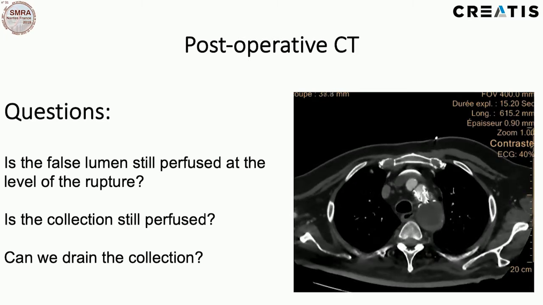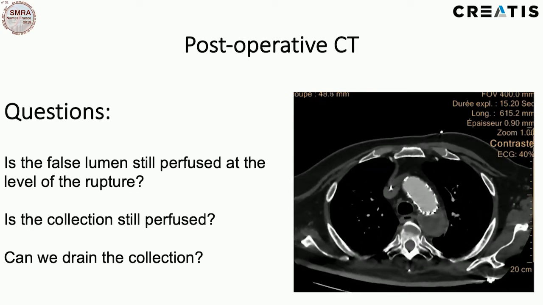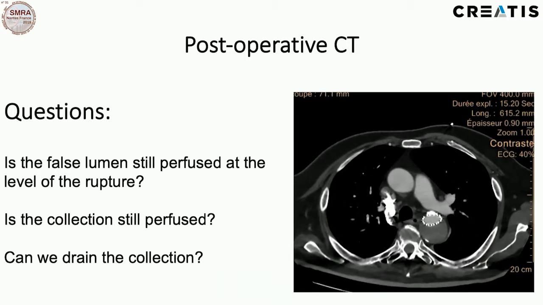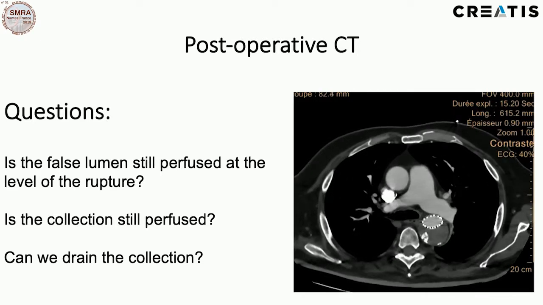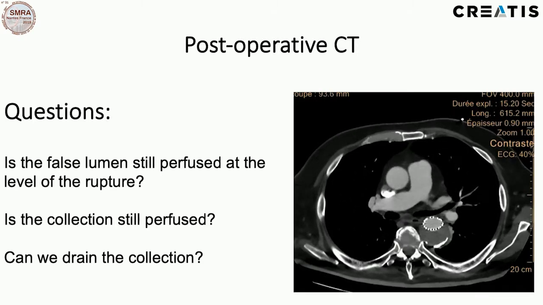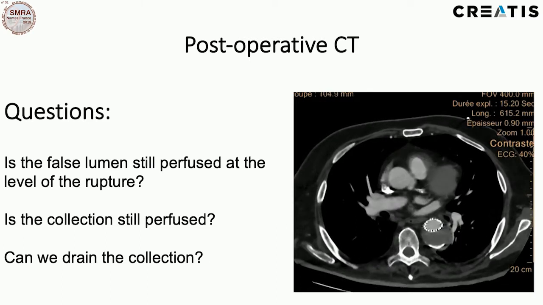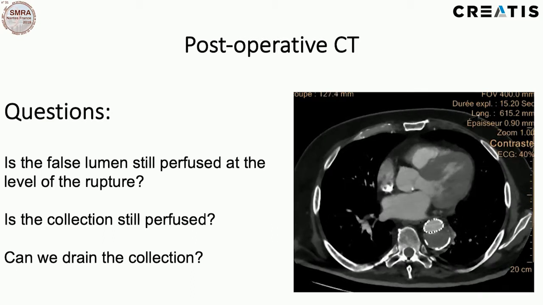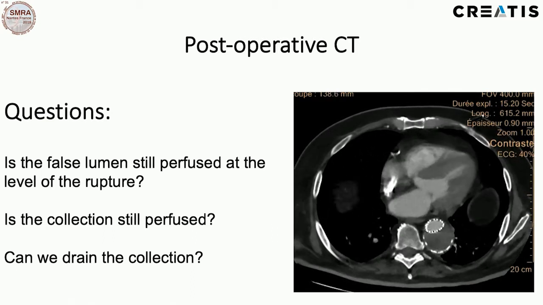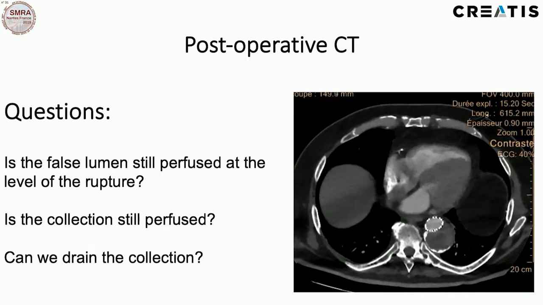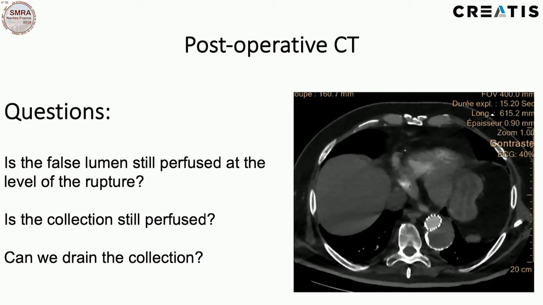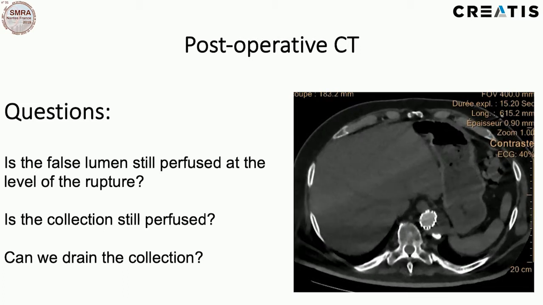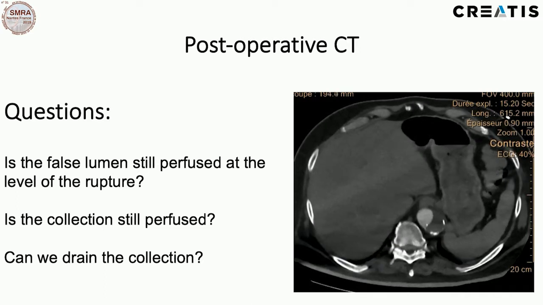My question is, is there an endoleak? Do you think there is a perfusion there, just there, in the first lumen? We thought it's not a good result. We're not sure. Is it a perfusion or not? So we realized an MRI to be sure and to analyze the flow.